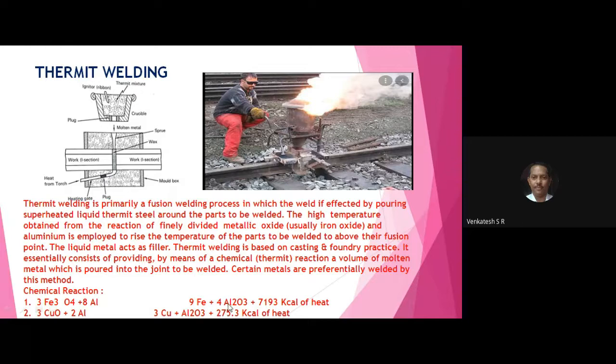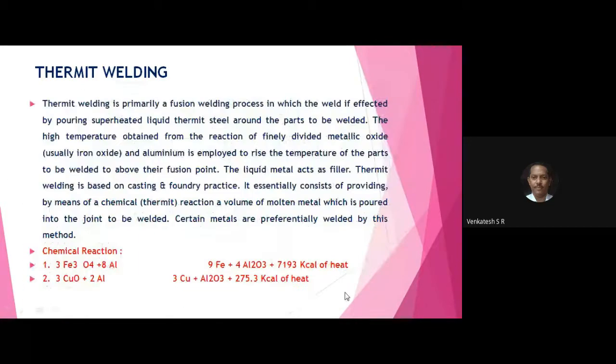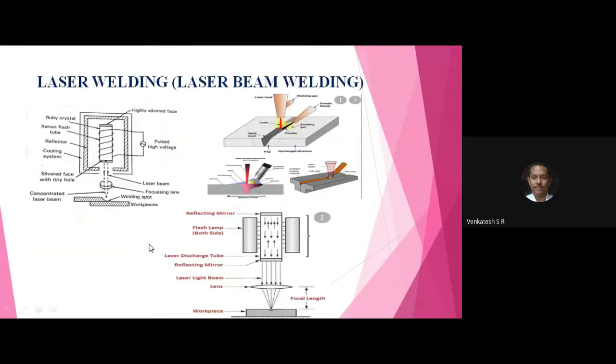Al2O3 reaction takes place between the iron, produces enormous amount of heat, which is maximum enough to melt the ends of the railway track. And also one more reaction, copper oxide with aluminum produces aluminum oxide and metal, which produces enormous amount of heat, that is maximum enough to melt the ends of the workpiece. This is the principle of operation of thermite welding.